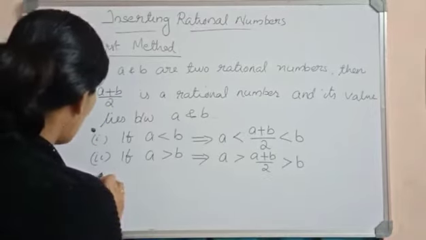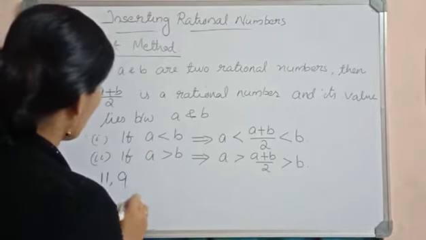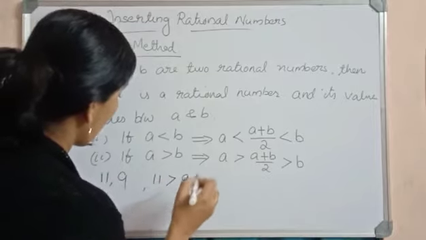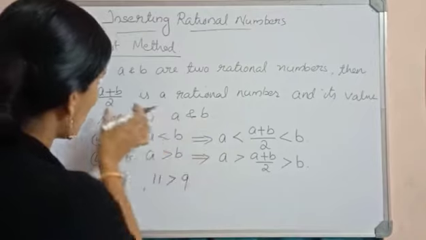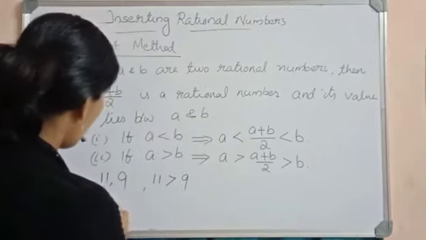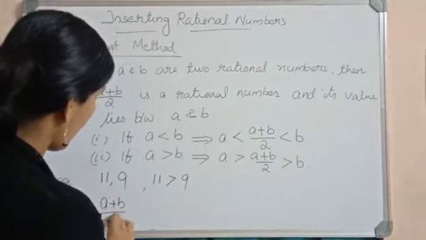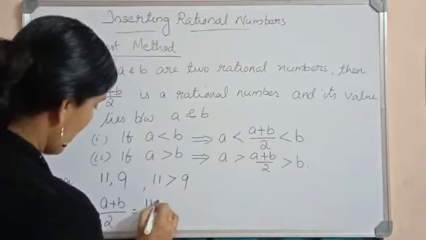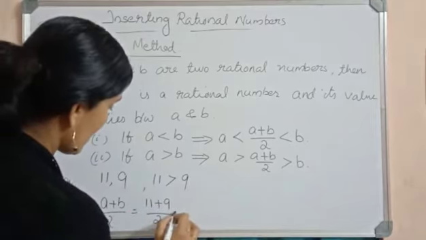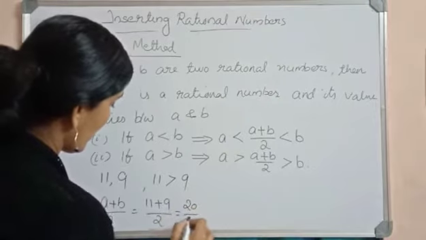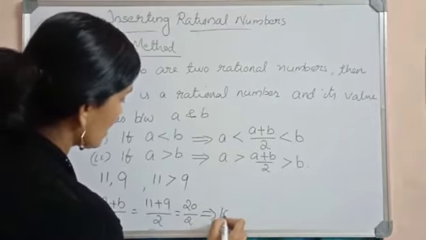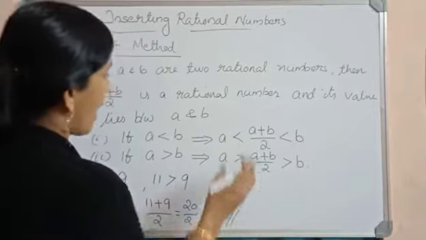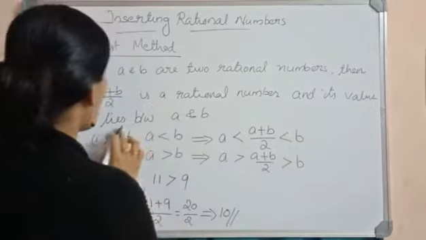Consider another example, 11 and 9. Here it's very clear that 11 is greater than 9. Now as per this condition, what we have to find? The first one is (a plus b) by 2. That is equal to (11 plus 9) by 2, which is 20 by 2. And 20 by 2 is how much? It is 10. So we are getting the value of (a plus b) by 2 as 10, and this value lies between a and b.